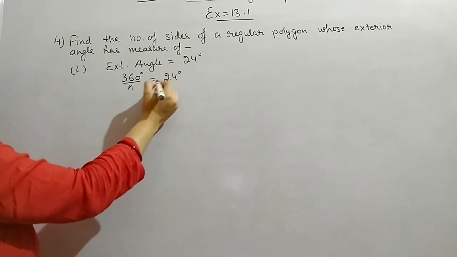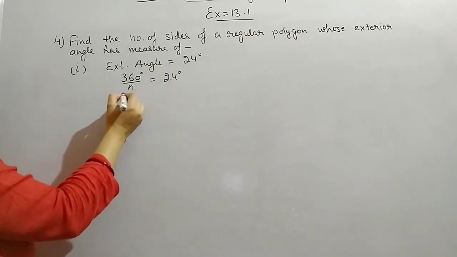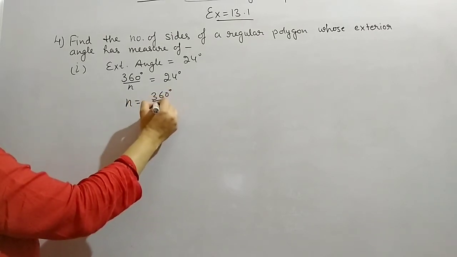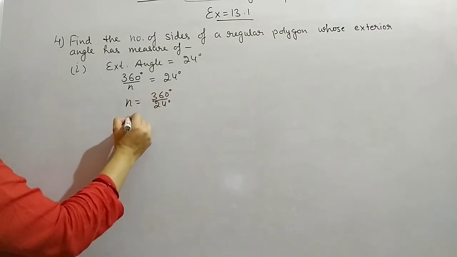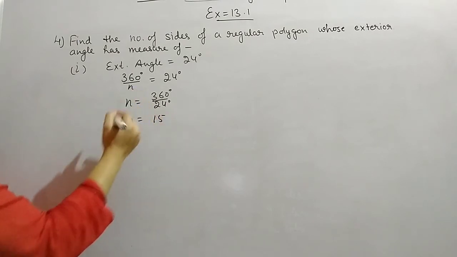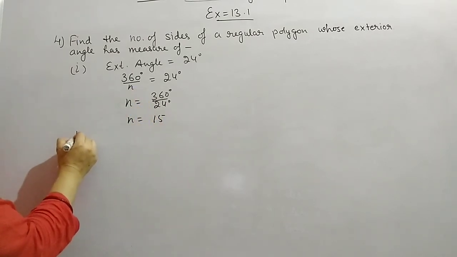So we will shift n to that side and 24 here. We will get n is equal to 360 by 24. After cancellation, we will get the n value as 15. So the number of sides here is 15.